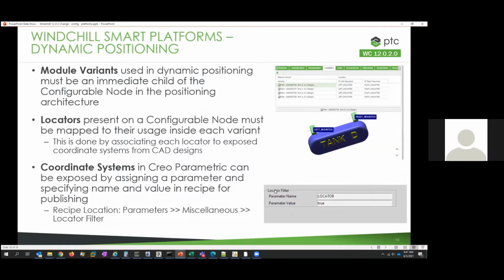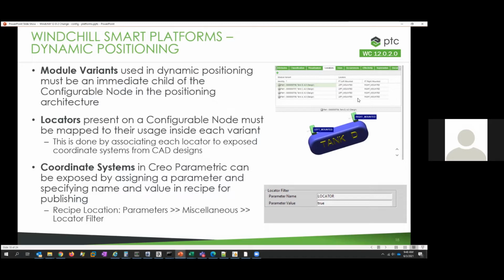The next concept is, how do you describe something that the positioning architecture describes in absence of a specific module variant? How do you apply that against each of the different variants that go underneath the configurable module? We do this by mapping the locators that are used in the positioning architecture against the named coordinate systems that are exposed from the CAD associated to the module variant.